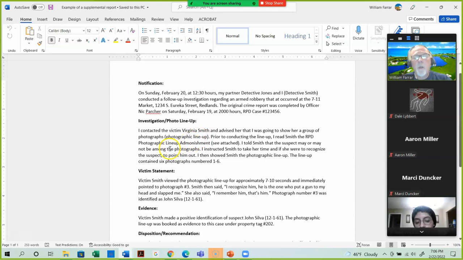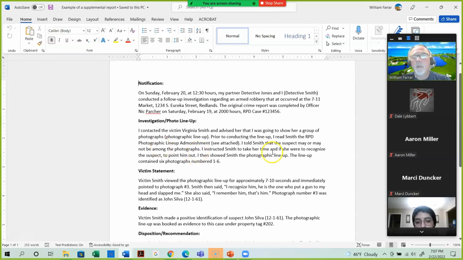So here I'm contacting the victim and I say who it is. I let her know that I was going to show her some photographs, and then I say a photographic lineup. And then prior to doing the lineup, I read the victim here, Smith, the photographic lineup admonishment, and I put C attached, meaning that I would attach that little document that we looked over last week. Remember, there was that admonishment form. Now, you don't have to do that quite as detailed, but that's about as detailed as it gets.